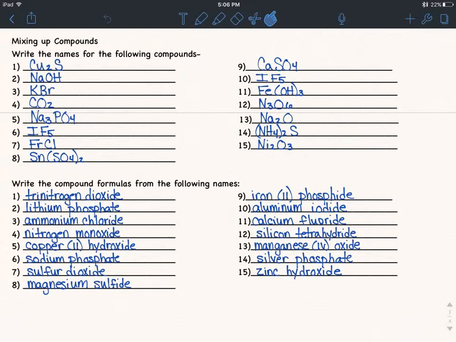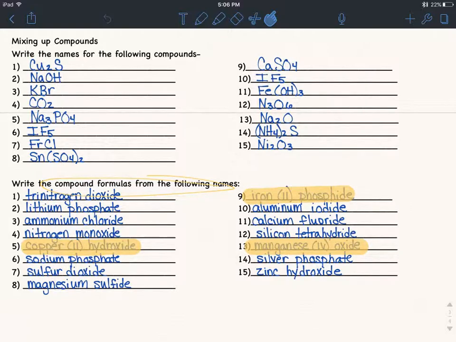I just want to end with a few examples of how to identify type 2 compounds when you're given a whole bunch of compounds and you have to sort that out. So we're going to start with the easy ones, which are the ones on the bottom. Write the compound formulas from the following names. All you're looking for to see if it's type 2 is Roman numerals. So any of these that have Roman numerals, like copper(II) hydroxide, that's going to be a type 2. Iron(III) phosphide is going to be a type 2, and manganese(IV) oxide.